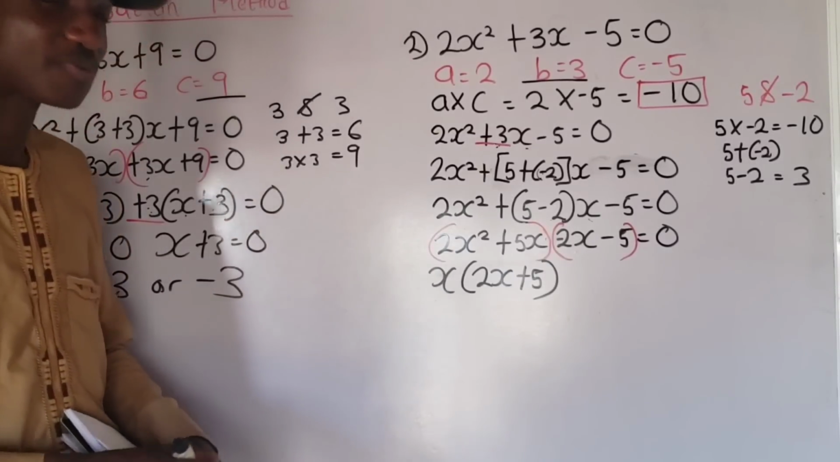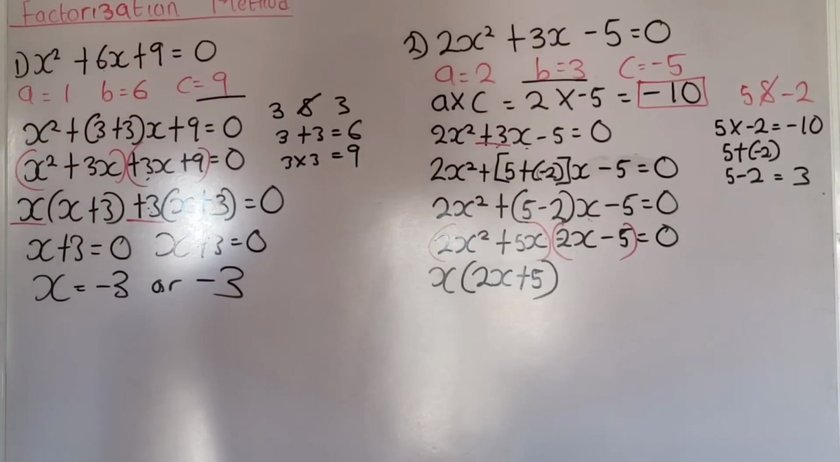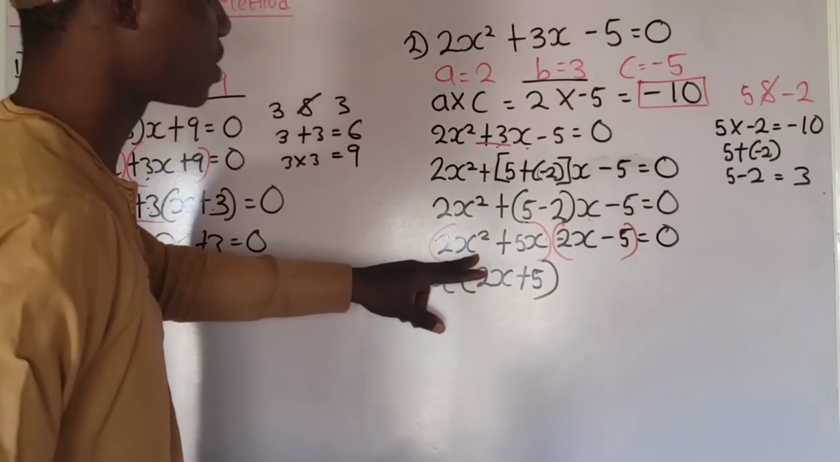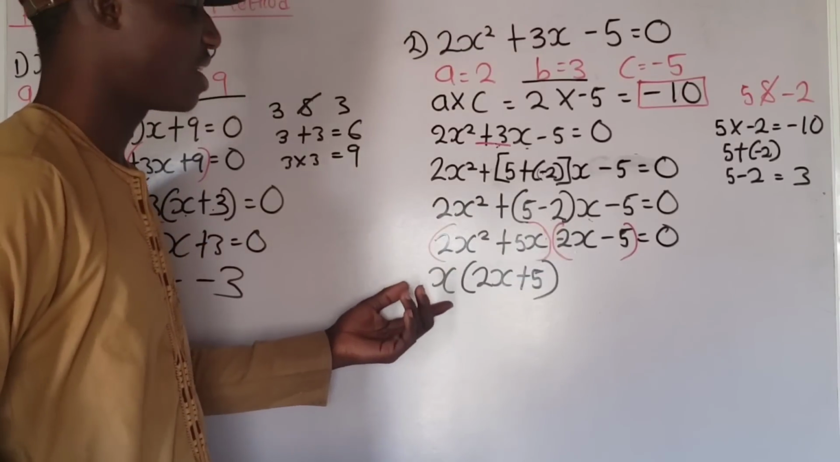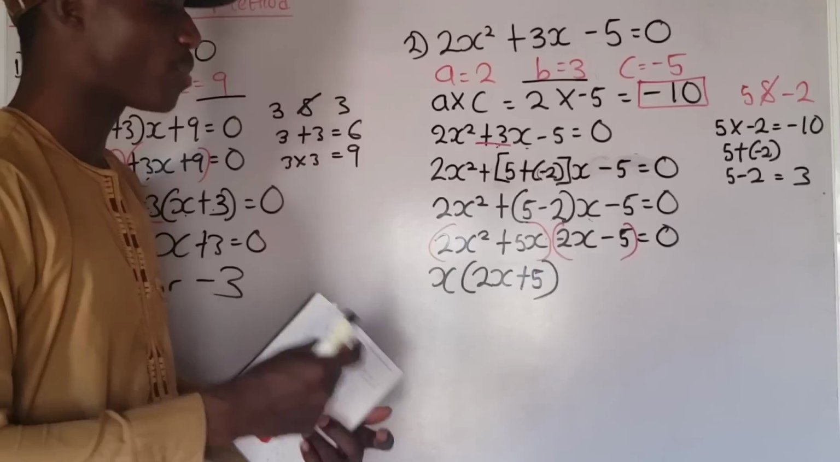You see, when you are dealing with quadratic equation using factorization method, you have to be well versed with how to factorize. You understand? So if you want to factorize this, what is common to 2x squared and plus 5x? X times 2x, I'm going to have 2x squared. X times positive 5, I'm going to have positive 5x.